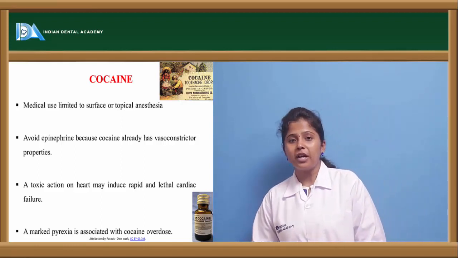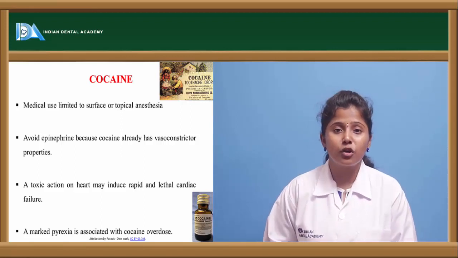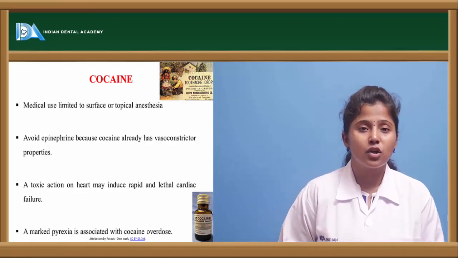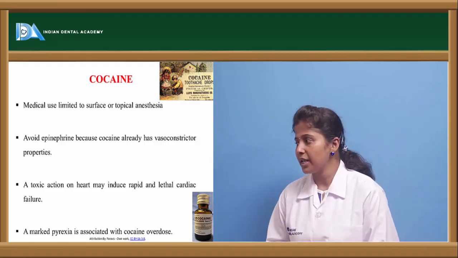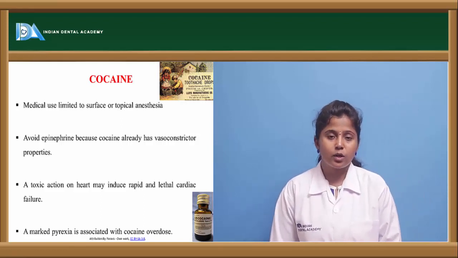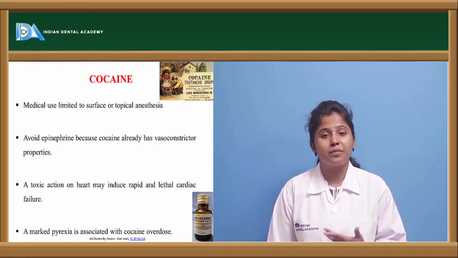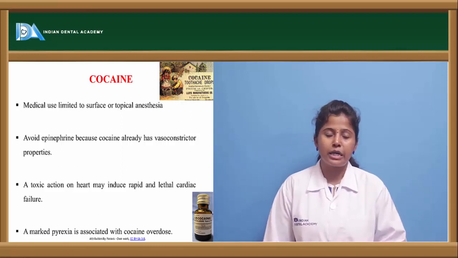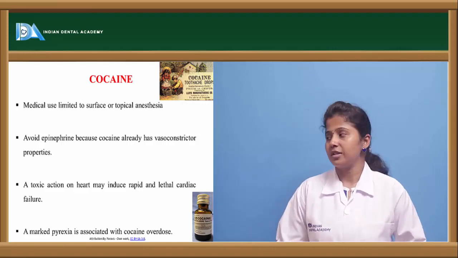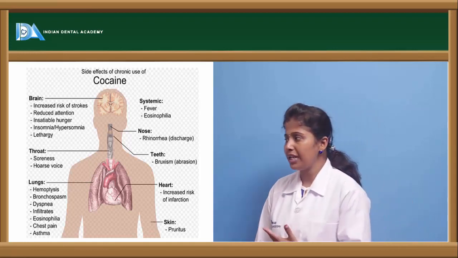So we should not administer cocaine directly to the heart, or else we have to make sure that the dose of cocaine is such that it does not cause any cardiotoxic effects. It may also cause pyrexia with an overdose of cocaine. Pyrexia means it may increase fever, or increase the temperature in the body. So on overdosage of cocaine, it may cause fever in the person. Here we can see the side effects of cocaine in the brain.